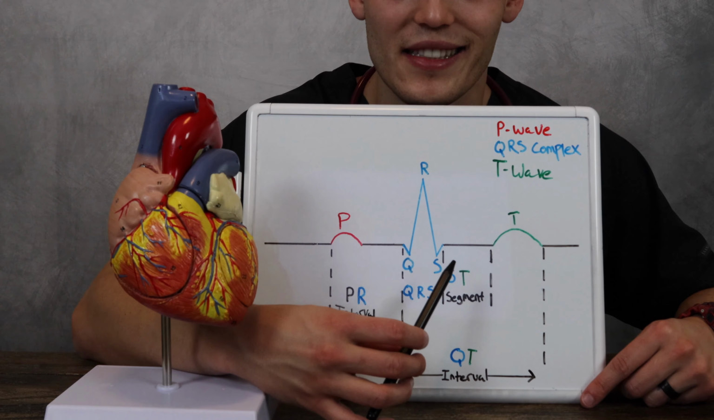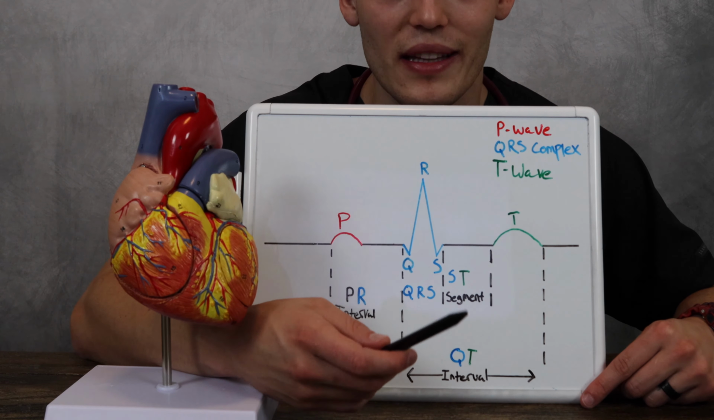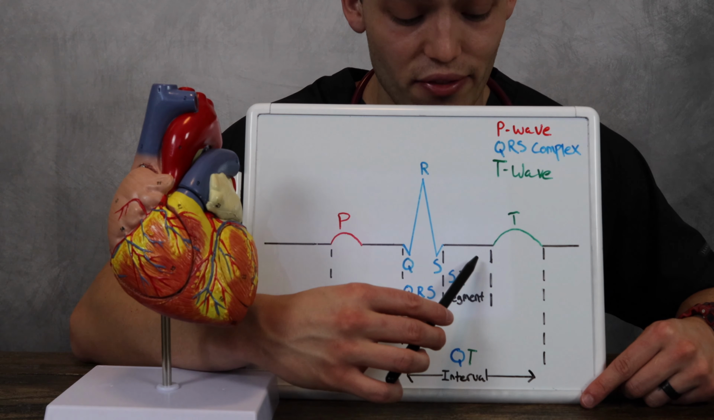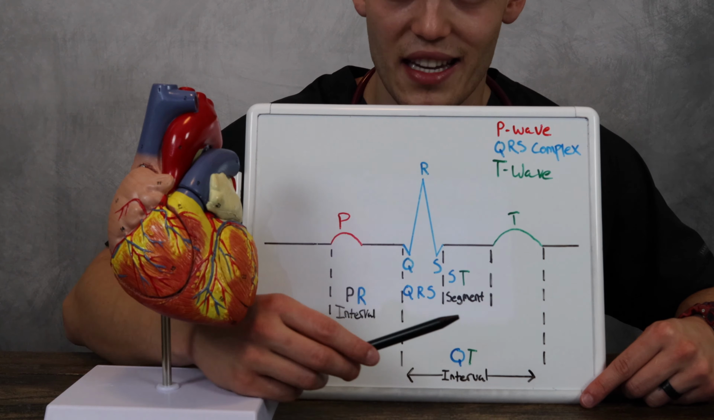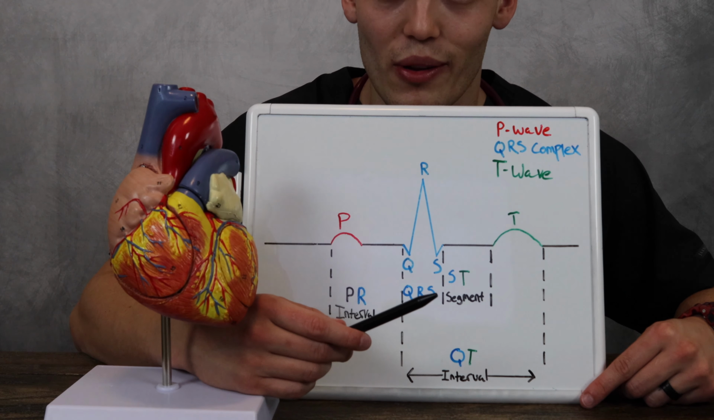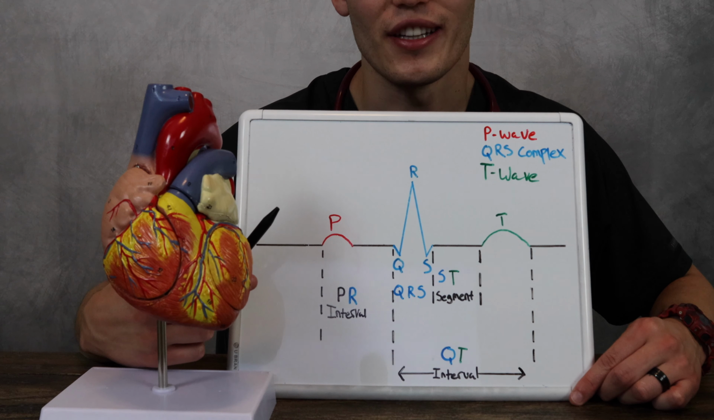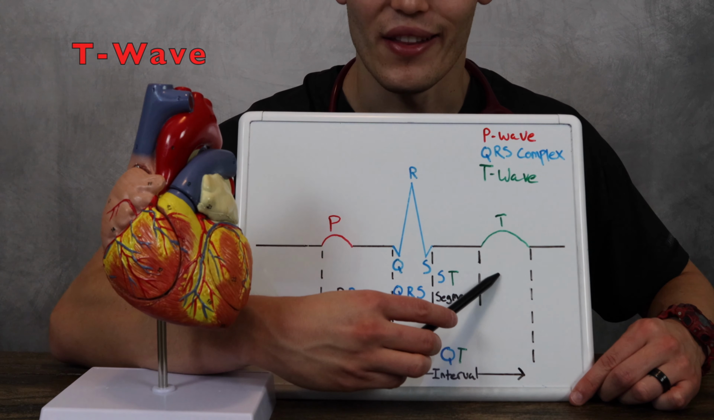So the beginning of the ST segment right here, the S, is when the ventricles are finishing their depolarization or contraction. And the end of this ST segment, or the beginning of the T wave, is when the repolarization of the ventricles begins. And this brings us to our final portion of the ECG waveform, the T wave.